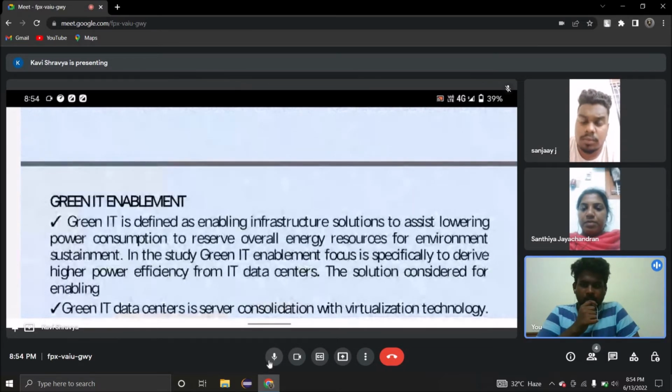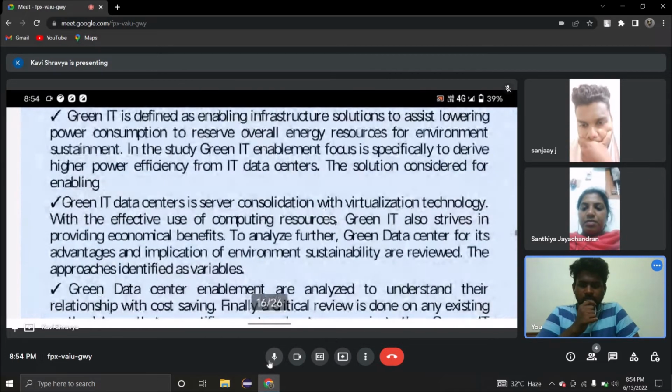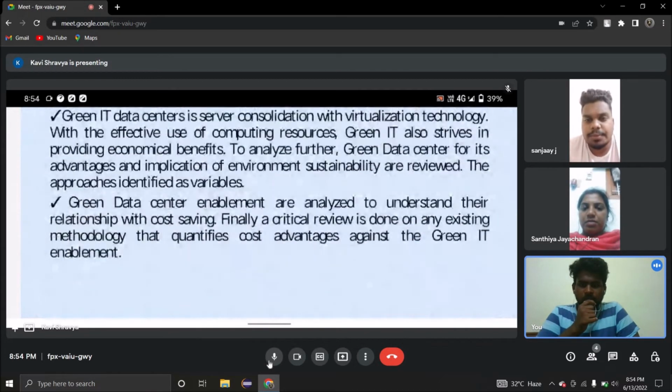Green IT enablement. Green IT is defined as an enabling infrastructure solution to assist in lowering power consumption, to conserve overall resources and sustainability in the study of Green IT enablement. A Green IT data center uses server consolidation and virtualization technology. A green data center enables analysts to understand the relationship with cost saving and advantages of IT enablement. And next one.